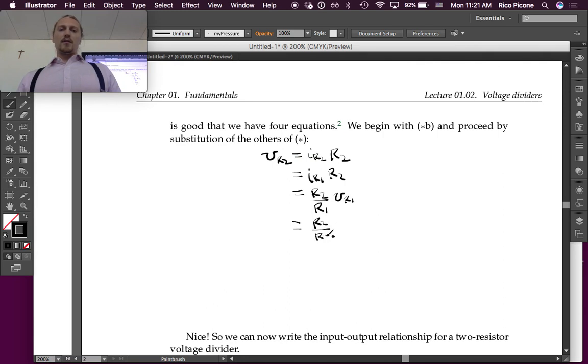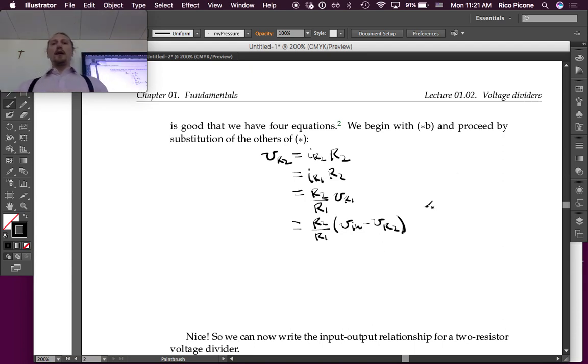Over R1, Vin minus VR2. And so R2 and R1, those are parameters. We don't need to get rid of those, right? Vin, that's what we want in the answer, right? We want to know what Vout is in terms of Vin, so that's good. VR2, that's what we're solving for. So now it's on both sides of the equation.